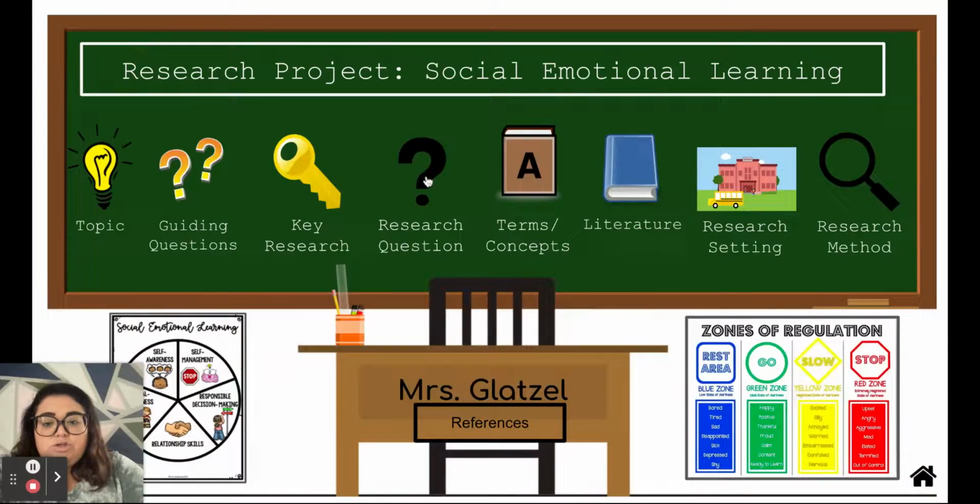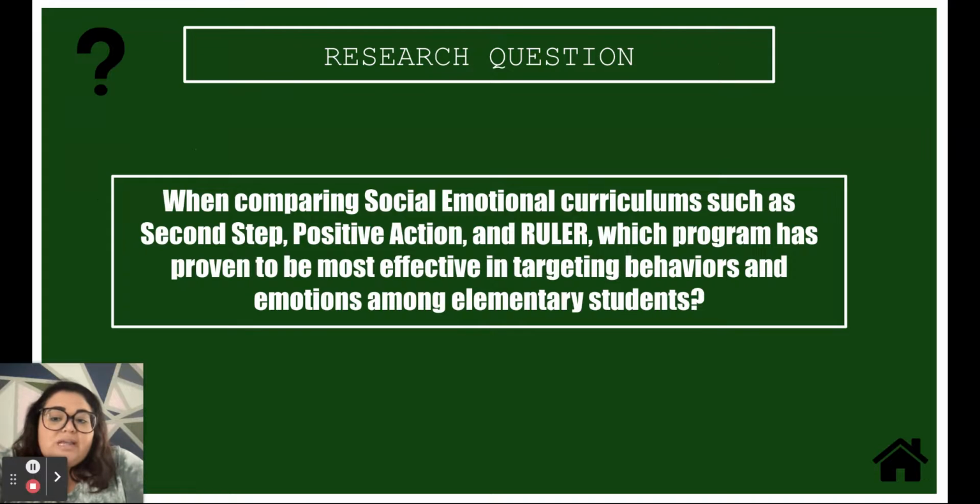Let's move on to my research question. So I want to answer the question that when comparing social emotional curriculums such as Second Step, Positive Action, and Ruler, which program has proven to be the most effective in targeting behaviors and emotions among elementary students? So that's the question that I'm going to aim to answer.